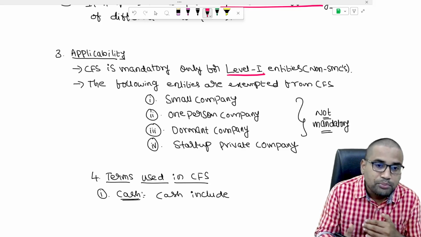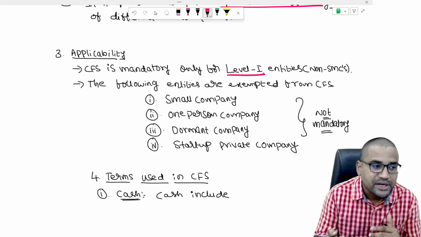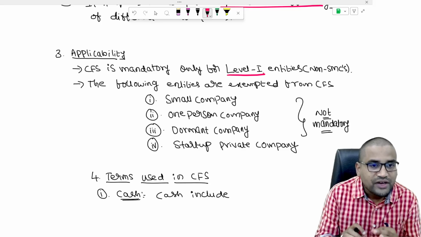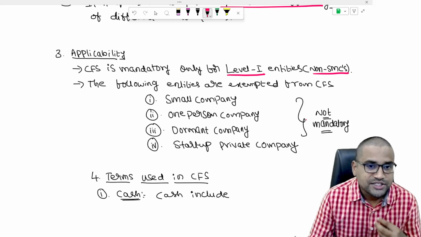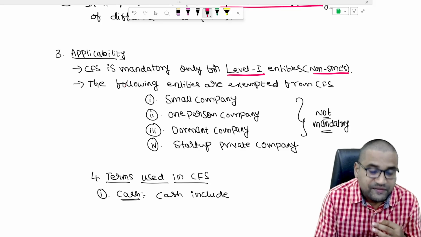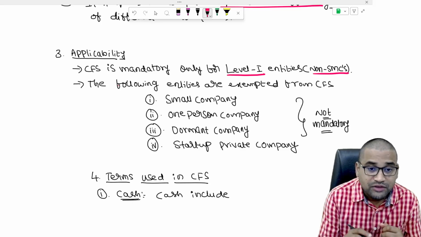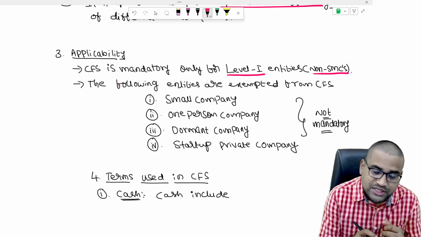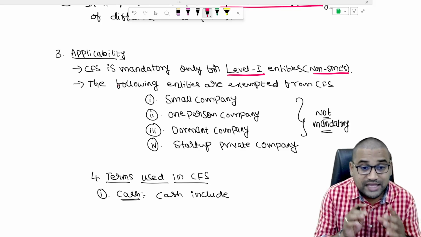Now, depending upon the class of enterprises, accounting standards exemption is given. A level 1 entity means a big enterprise, a listed company. Definitely all standards are applicable. So, non-SMCs, other than small and medium size enterprises. So CFS is mandatory for level 1. Suppose in an examination, sometimes they will give you non-SMCs. Non-SMCs and level 1 are both the same only. Don't get confused.